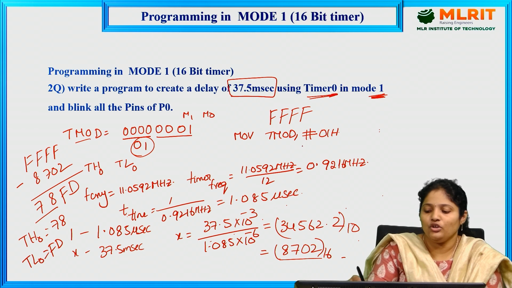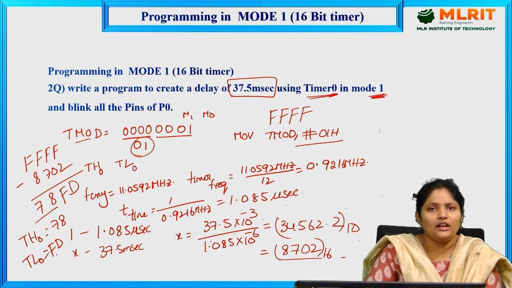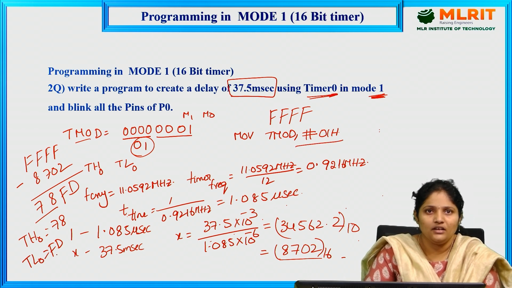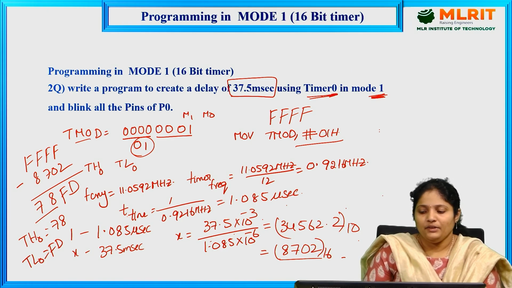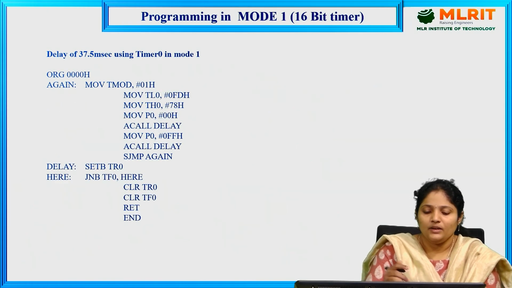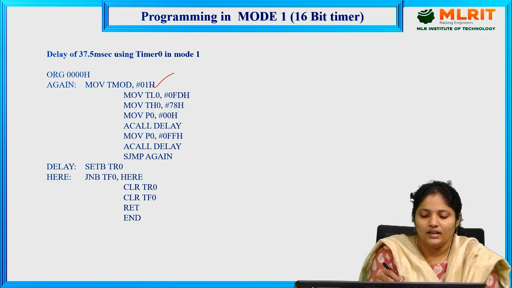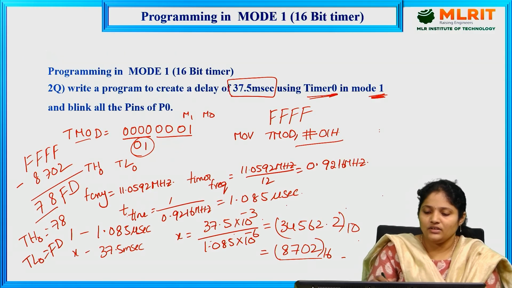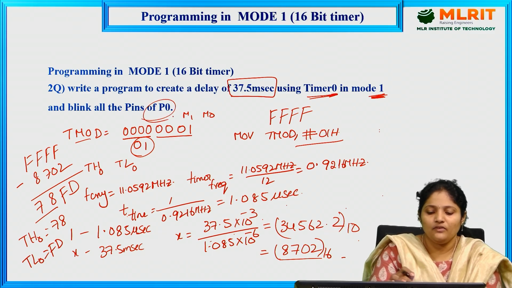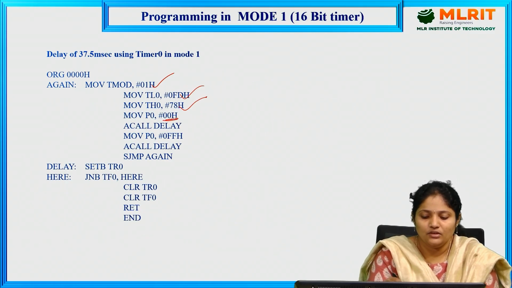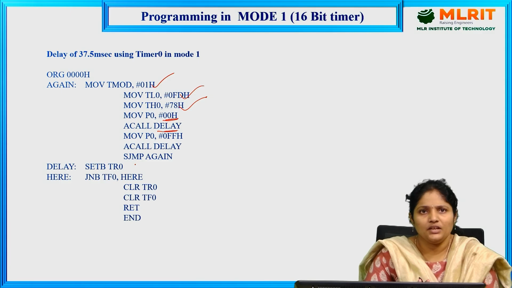We know the value of the TMOD register and we know the values of TH0 and TL0, right? So it is easy to write the program using timer 0 in mode 1. So this is the program. TMOD is loaded with 01H, TL0 with FDH and TH0 with 78H. Here they mention port 0, so that's what we have been taking. In the delay, the same steps will be repeated.